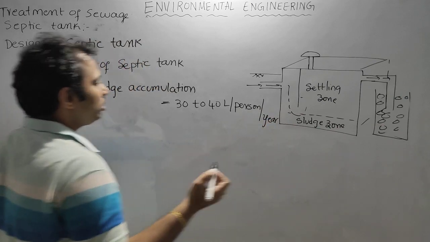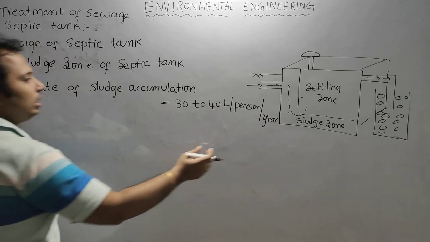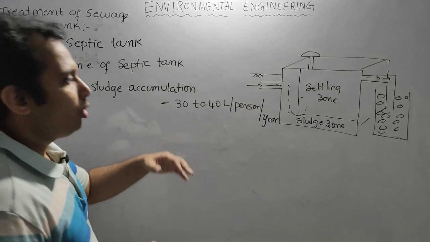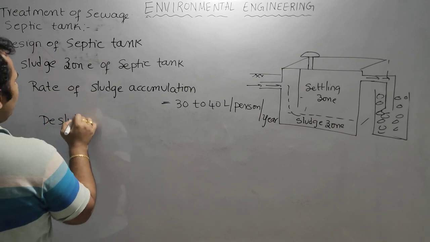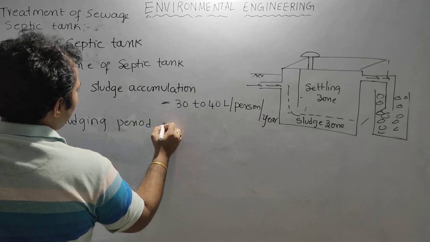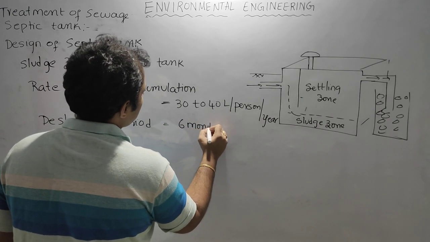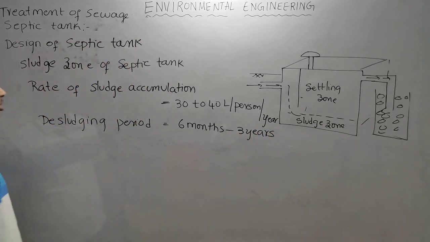Now, what is the cleaning period? If you want to find the volume of the sludge zone, we need the desludging period. After how many months or how many years are we going to remove this sludge? That is the desludging period. It also varies with the size of the tank. It can vary from 6 months to 3 years depending upon the size of the tank.